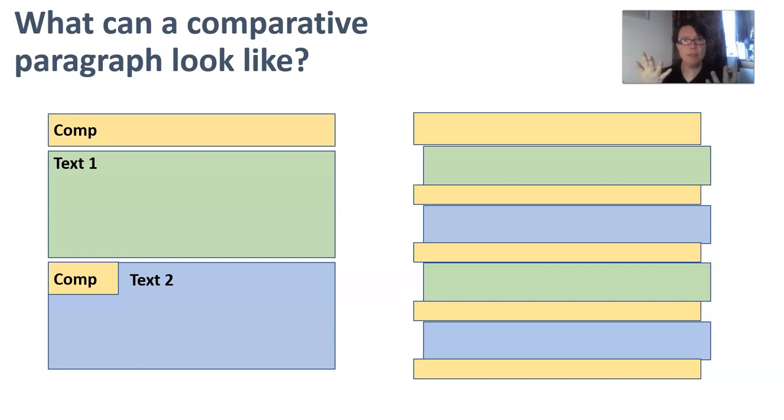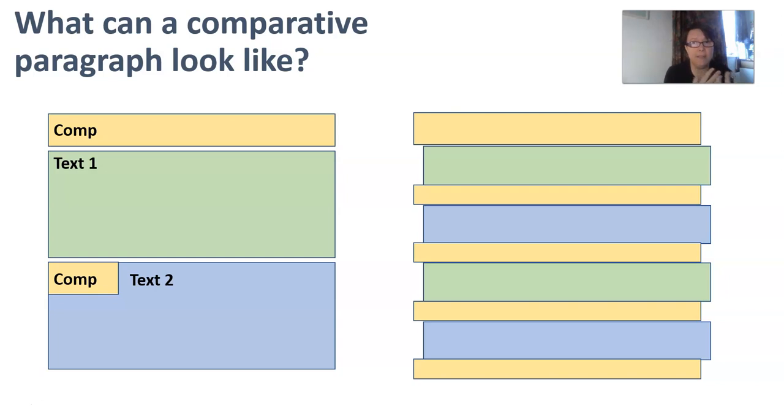So you've got your comparison at the beginning, and then you've got some writing about the first text, and then you've got quite a quick transition to the second text, and then you've got your writing about the second text, and that's completely acceptable at A-level. And we'll look at how we do that.